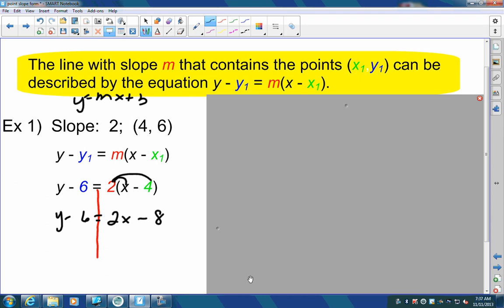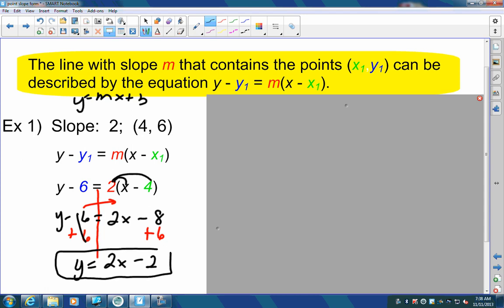Now, I need to move this minus 6 to the other side. So I will add 6 to each side. Y equals, that 6 can't go with the 2x because remember that the x's and the regular numbers stay separate. So I have 2x, negative 8 plus 6, minus 2. This equation is equivalent to this one right here.